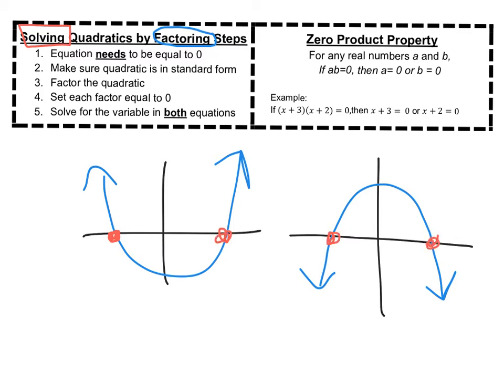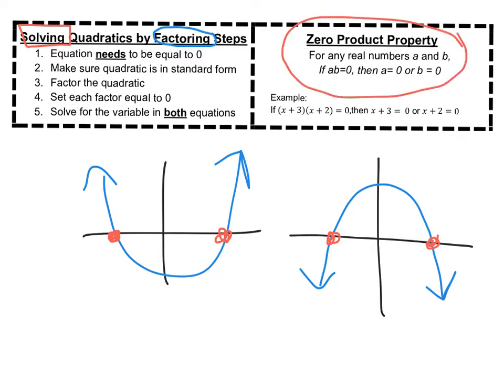We'll get into this later in this chapter, but right now we are just going to factor to figure out what those x values are where our parabolas hit the graph. You don't have to understand this right now. All you have to know is the steps for solving a quadratic by factoring. First step, the equation has to equal 0. Then make sure that you factor that quadratic, so make sure it's in standard form, then take out the greatest common factor, factor it completely, and then set each factor equal to 0 and solve for the variable in both or all equations. What we are doing right now is using the zero product property.